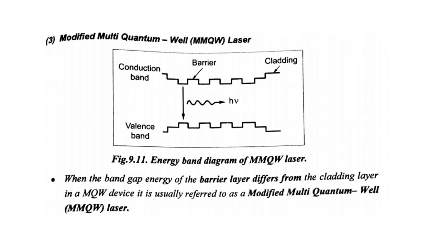The next one is modified multi-quantum well laser. When the band gap energy of the barrier layers differs from the cladding layer in a multi-quantum well laser device, it is usually referred to as the modified multi-quantum well laser.